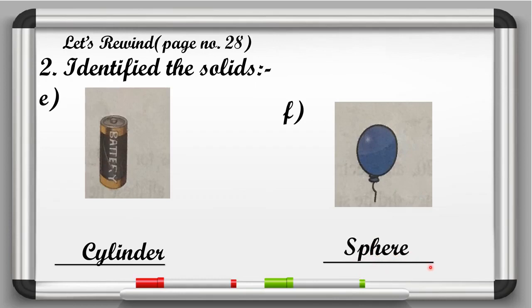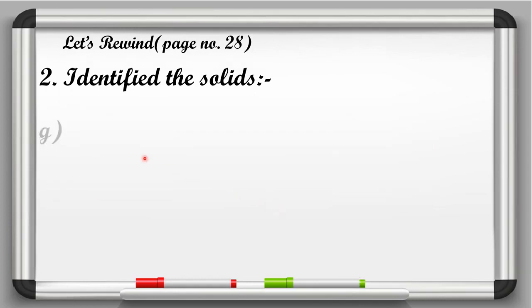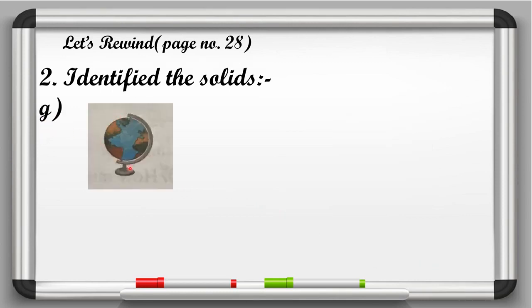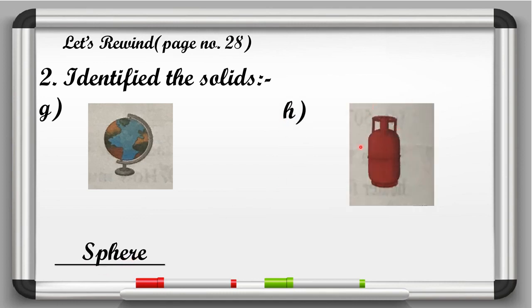S-P-H-E-R-E, sphere. Okay. Now the next one is in G part. This globe is given. And what is the solid shape of this globe? That is sphere. So here we will write S-P-H-E-R-E, sphere.